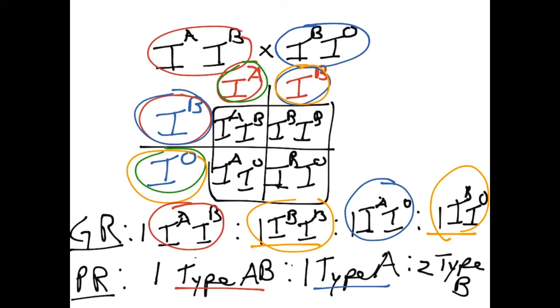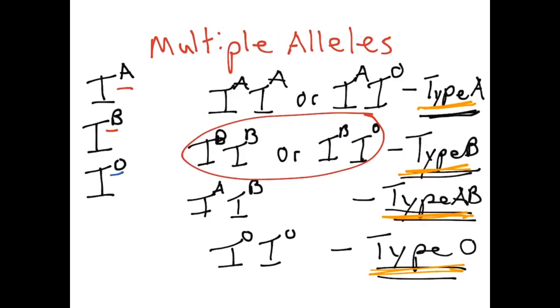And that is how we do a cross using the mode of inheritance called multiple alleles. Most of the examples that we will do in our unit for multiple alleles will deal with human blood type. So you'll have a chance to get used to working with that notation. Multiple alleles.